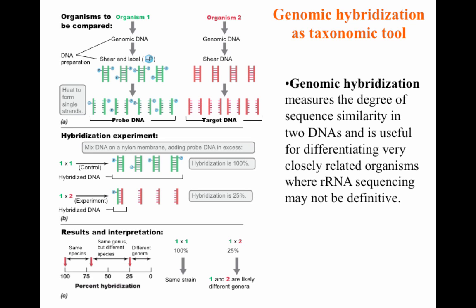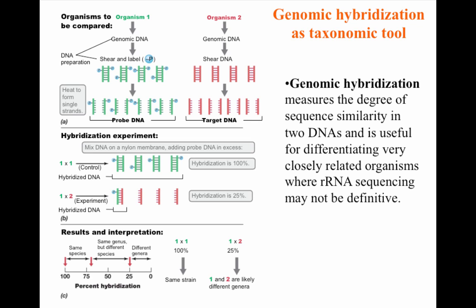So now you hybridize them together, and you look at the amount of hybridization from the probe DNA to the target DNA. Of course, you control it against a hybridization of the probe to itself. That will be 100%, so the result can be seen as a percentage of hybridization of the probe to the target. As it says over here, if you have less than 25% hybridization, most likely you're looking at different genera. If you have between 25% and 70%, you're looking at bacteria of the same genus but definitely different species. And if you have greater than 70% hybridization, most likely those bacteria are the same species.